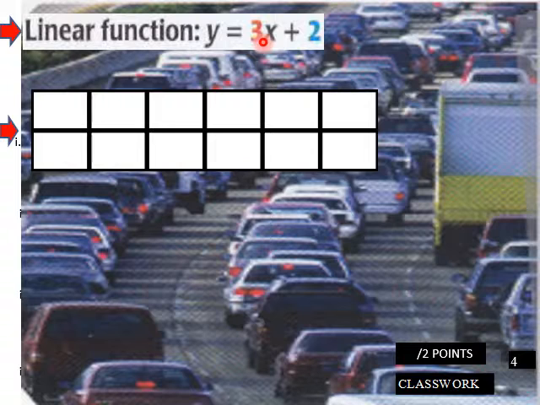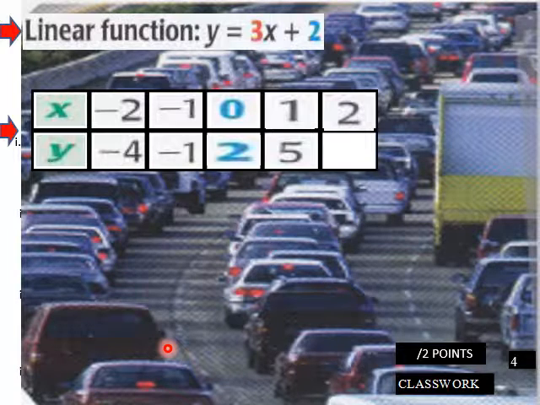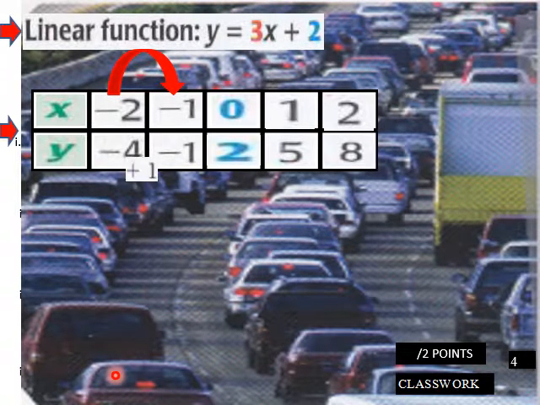Okay, linear function, y equals 3x plus 2. So we have y, we have x. Start with 0. When x equals 0, y equals 2. When x equals negative 1, y equals negative 1. When x equals negative 2, y equals negative 4. When x equals 1, y equals 5. When x equals 2, y equals 8. So that is your table for this function.